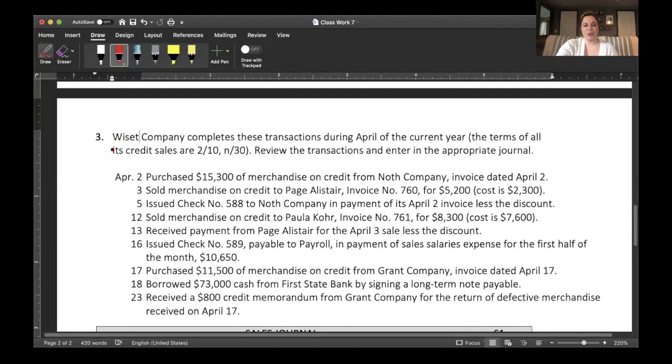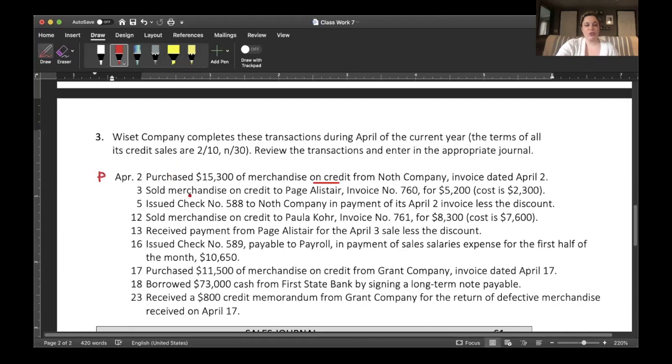On April 2nd, purchased $15,300 worth of merchandise on credit. Which journal would this belong into? Does it involve cash? No, it doesn't. It's on credit, and we made a purchase, therefore this would be the purchases journal.